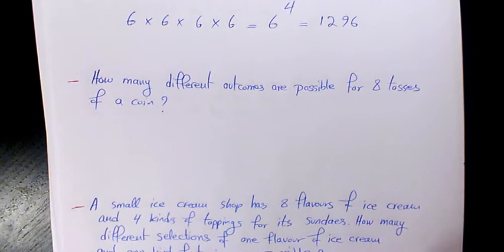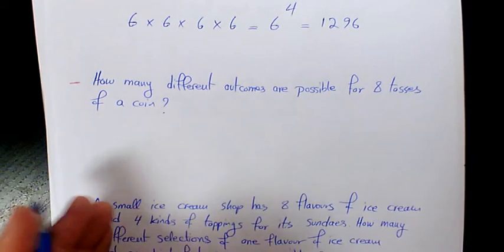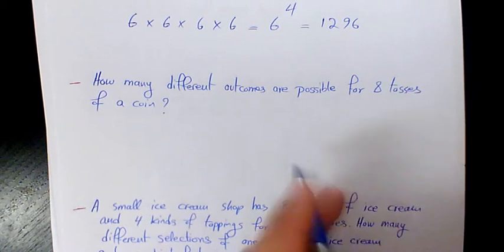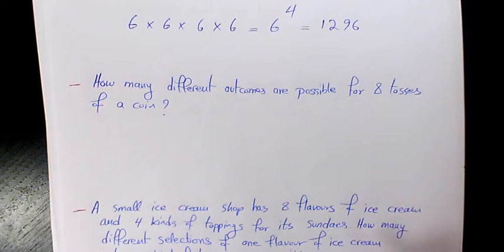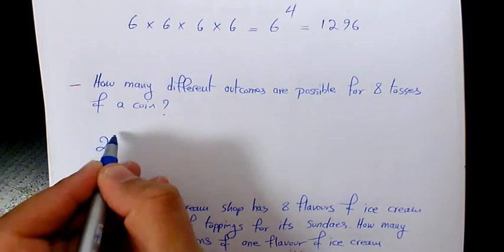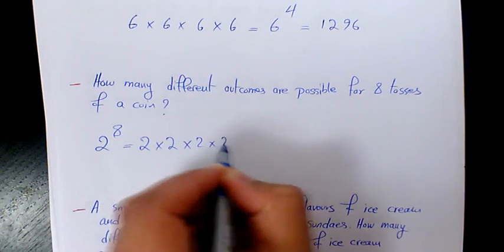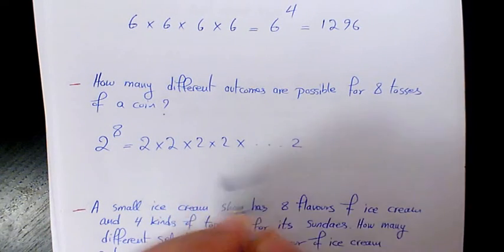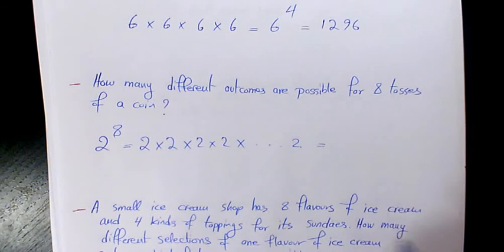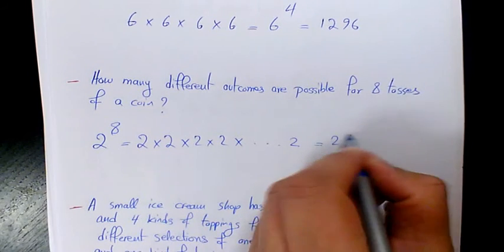Next question, it says how many different outcomes are possible for 8 tosses of a coin. For each toss we have 2 different outcomes, head or tail. Head or tail for the first one. For the second one we have the same thing, head or tail, so 2 times again. For the third toss we have again head or tail, so we do 2 times 2 times 2 all the way to 8 tosses. So it's going to be 2 to the power of 8, or you can say 2 times 2 times 2 all the way to 8 times. So 2 to the power of 8 is going to be 256.